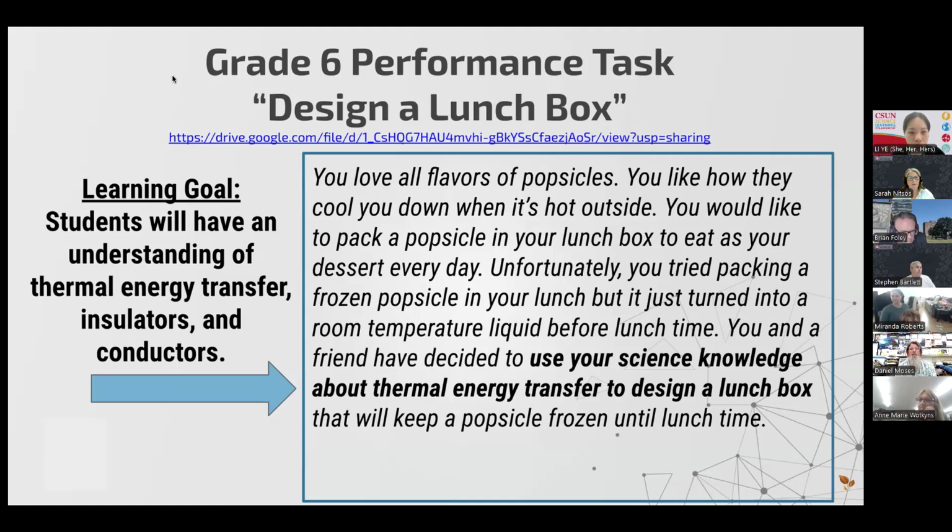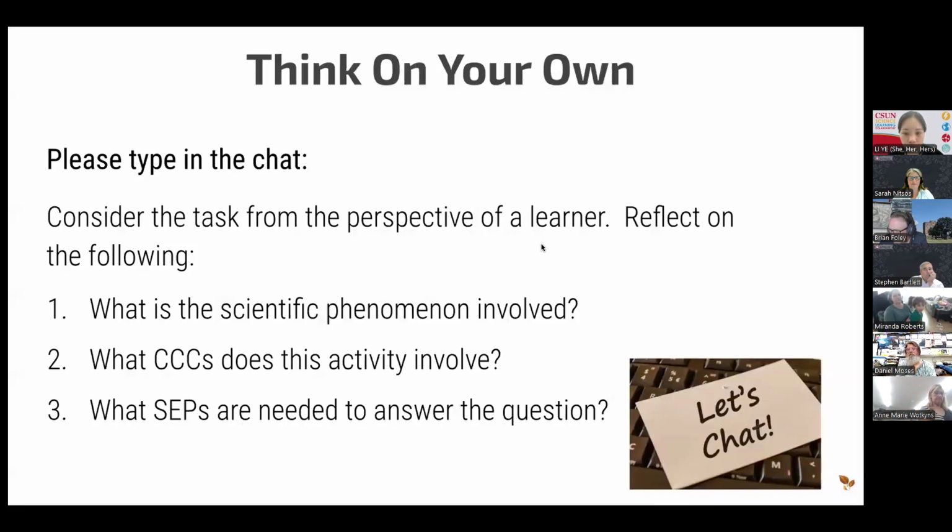Okay, I hope you finished. So as you can see, this is a real world problem that students can relate to. All the sixth grade students obviously like popsicles, and they have to think about this question: how they can protect the popsicle so it's not melted and is still frozen, using their knowledge. So this is a performance task we want students to complete.